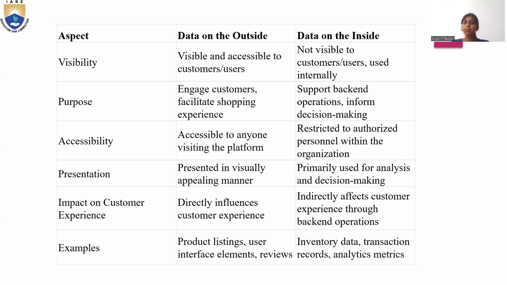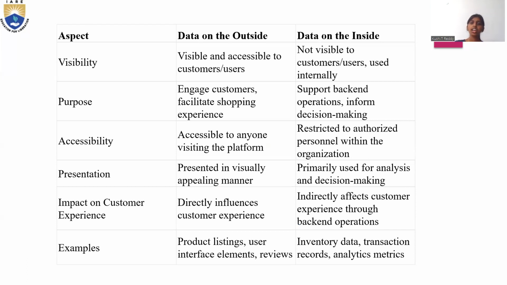Next, what is the purpose? For data outside, the main purpose is to engage customers and facilitate the shopping experience. For data inside, the main purpose is to support backend operations and help in proper decision making. Next is accessibility. Data on the outside is accessible to anyone visiting the platform. Whoever visits that particular platform can access that information according to their needs. Whereas data on the inside is restricted to few people only, restricted to authorized personnel within the organization.